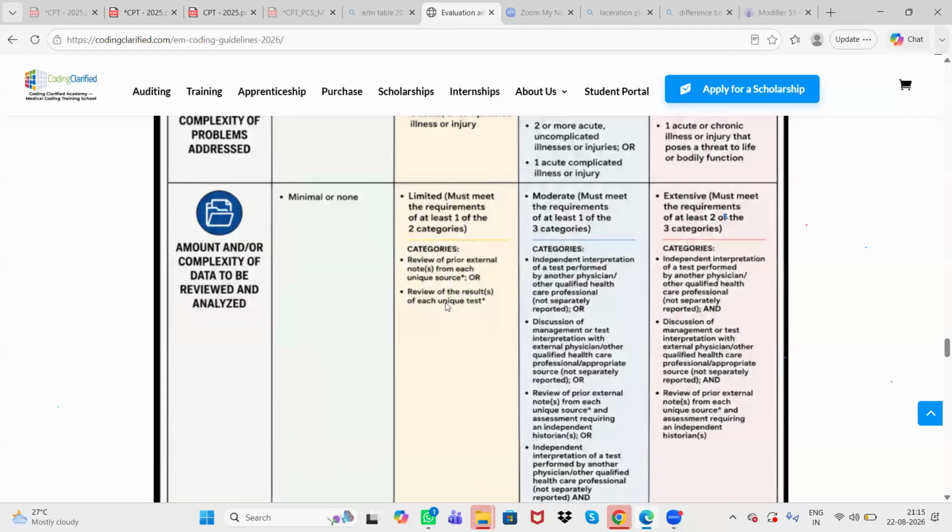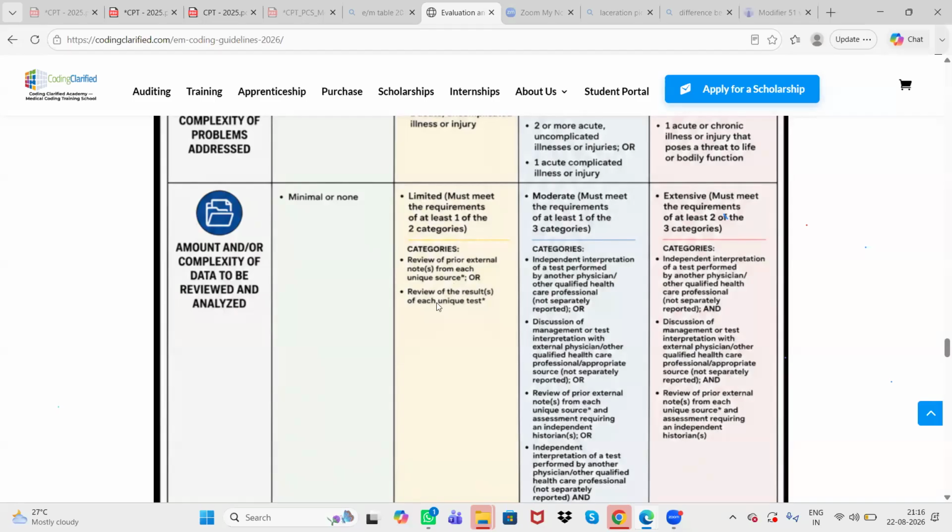Prior external notes from each unique source means notes from another provider. If a patient was admitted in another hospital and now comes to this hospital for checkups or follow-up, they will bring discharge summaries and all. That is also external notes. And referral notes, when they refer the patient. Those fall under external notes from each unique source.